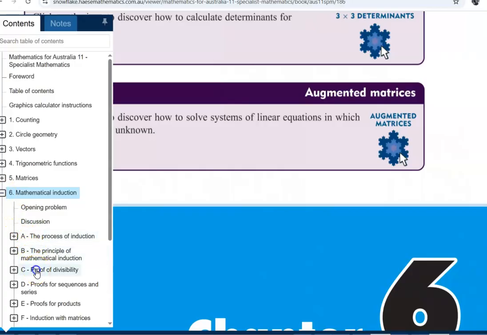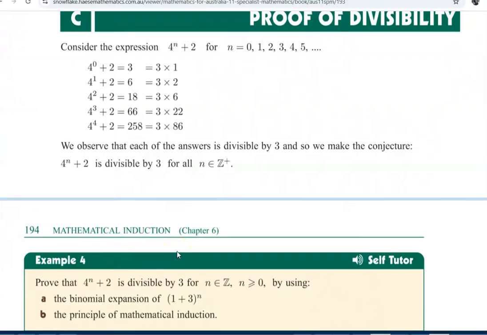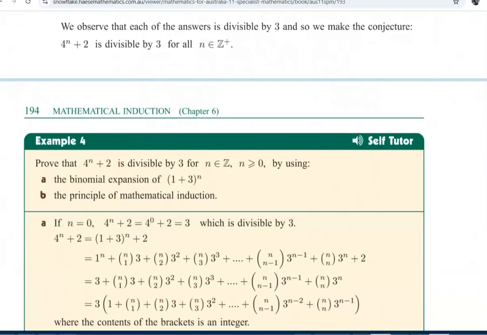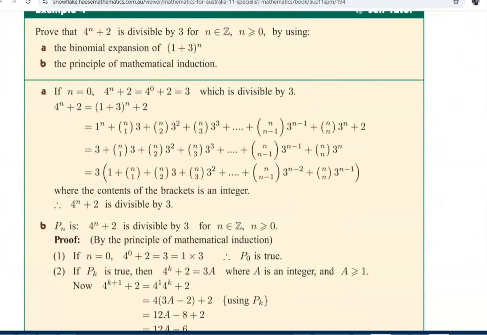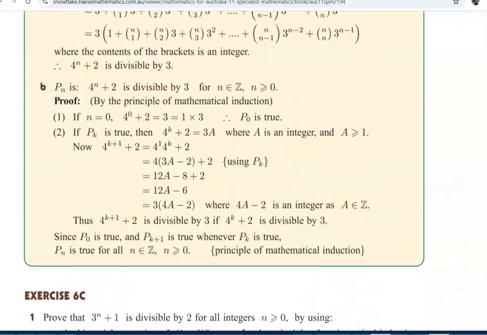All right, so I've summarised a fair bit there. We're going to dive straight in. This was the example that we did. We're not doing the binomial expansion bit. We're just doing the proof by mathematical induction, even though the binomial is beautiful. So we can have a look over here.